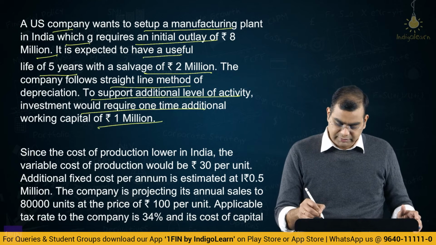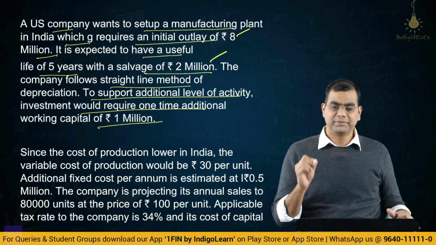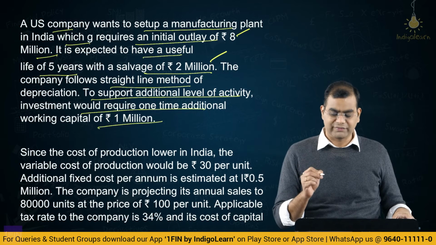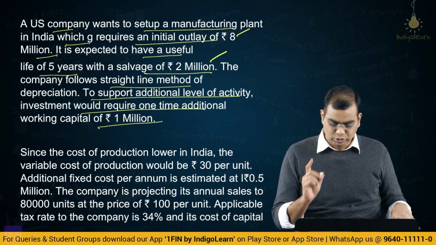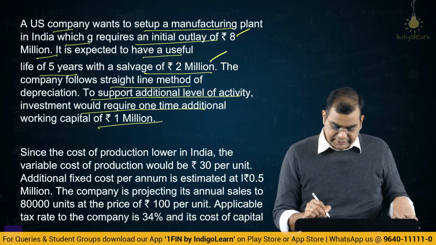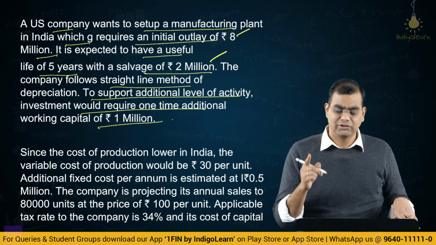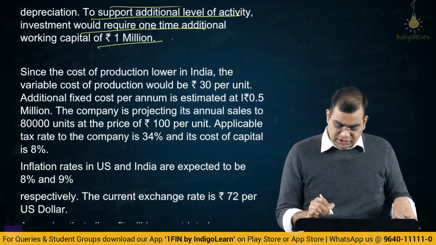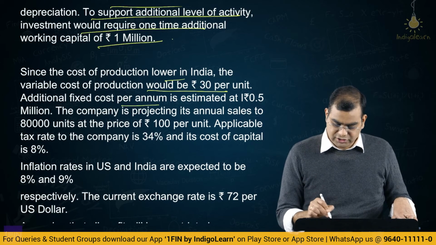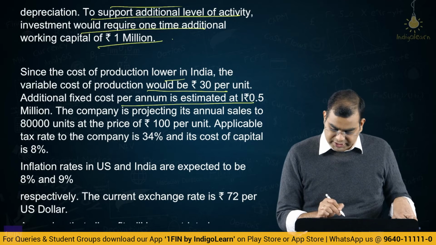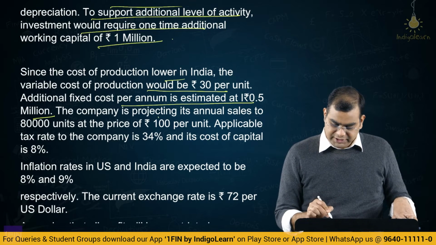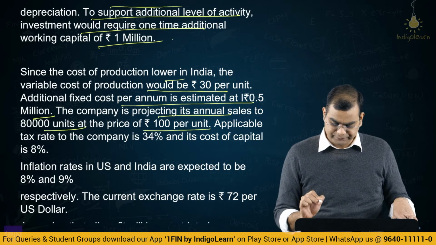So you have 8 million initial outlay, 2 million salvage value, so 6 million is the depreciable value over 5 years, so 6 by 5 is 1.2. And then the additional investment in working capital is 1 million. So the initial outflow is 8 and 1. Since the cost of production is lower in India, the variable cost of production will be 30 per unit. Additional fixed cost per annum is estimated at rupees 0.5 million. The company is projecting its annual sales to be 80,000 units at the price of rupees 100 per unit.